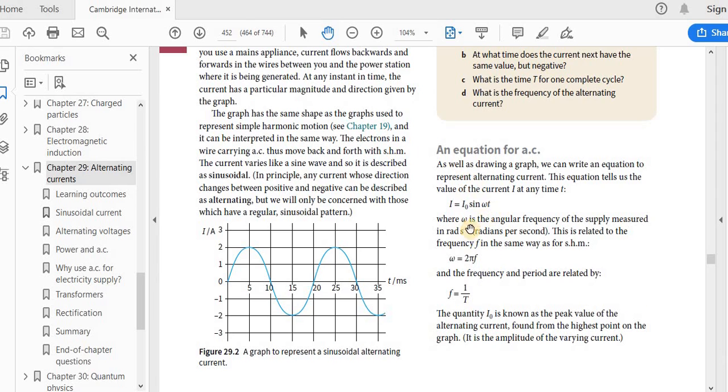Okay, you have to know what all these quantities are. I already explained it before. I naught is known as the peak value of the alternating current, found from the highest point on the graph. It is the amplitude of the varying current. So I naught is the amplitude of this varying current. In this case it is 2.